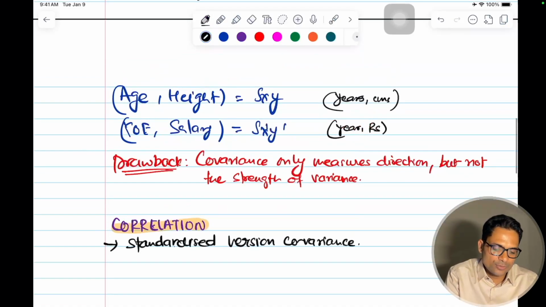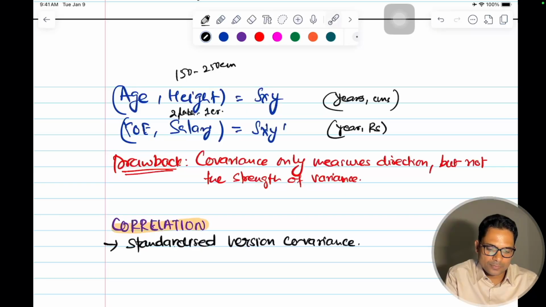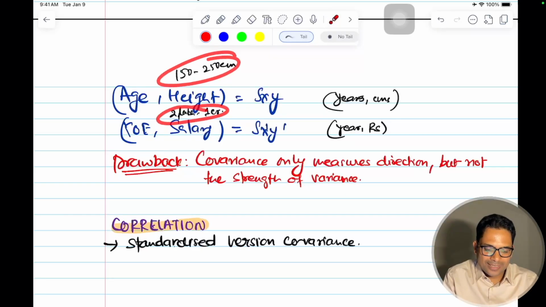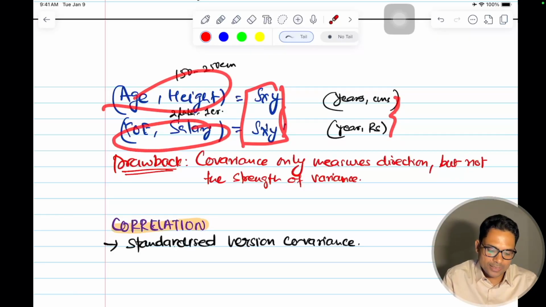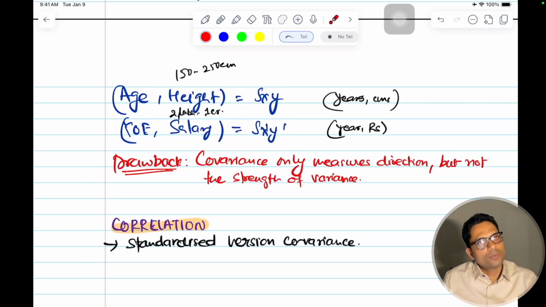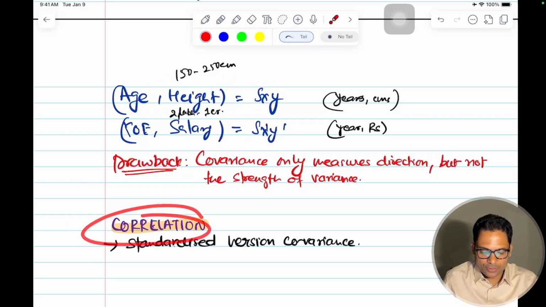Height, what would be the range? Say for example 150 to 200 or 250 centimeters, that is the height. But the salary would be something like, say from 2 lakh to 1 crore. So they are not comparable. I cannot compare the magnitude and say these are more correlated, these are more correlated. For this a new metric was required. That's why we have correlation also.